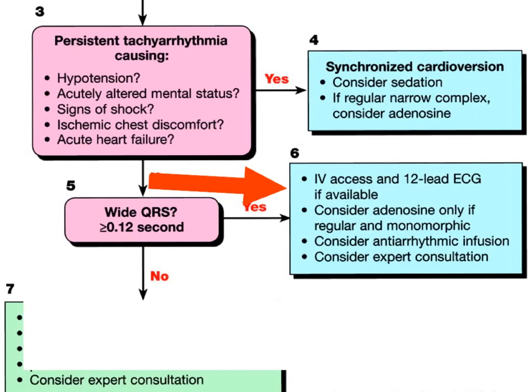So IV access, a good 12 lead for a good clear assessment of the rhythm, and then we can consider adenosine. We can consider antiarrhythmic infusion, meaning amiodarone, procainamide, a beta blocker. Consider expert consultation. That should be something at this point, for field providers particularly, where we have a patient with some symptoms but not horribly severe symptoms.